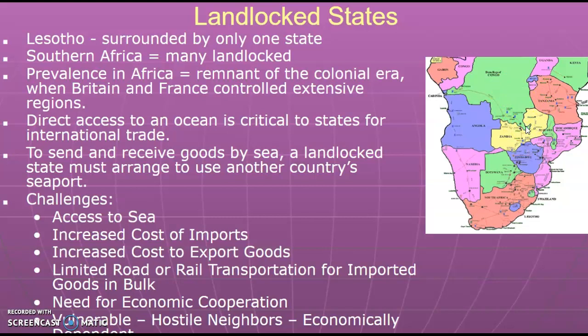An example would be Lesotho, which is completely surrounded by South Africa. And in Southern Africa, you see a lot of landlocked states. The prevalence is in Africa because it's a remnant of the colonial era when Britain and France controlled extensive regions. This means that you do not have any direct access to an ocean, and direct access to an ocean is critical to states for international trade. This allows them to send and receive goods by sea. The landlocked state must arrange to use another country's seaport, which they have to pay for.